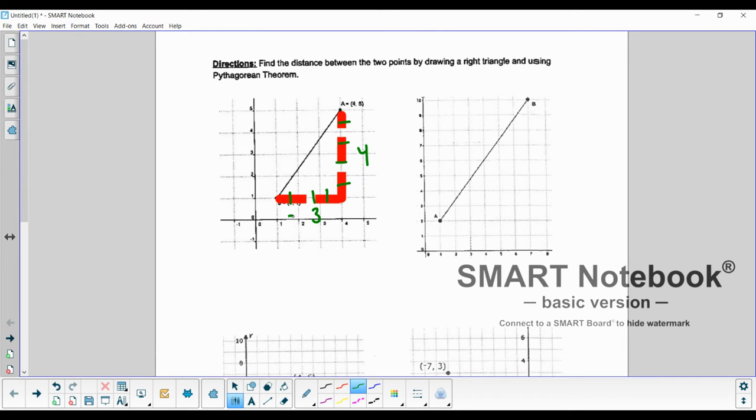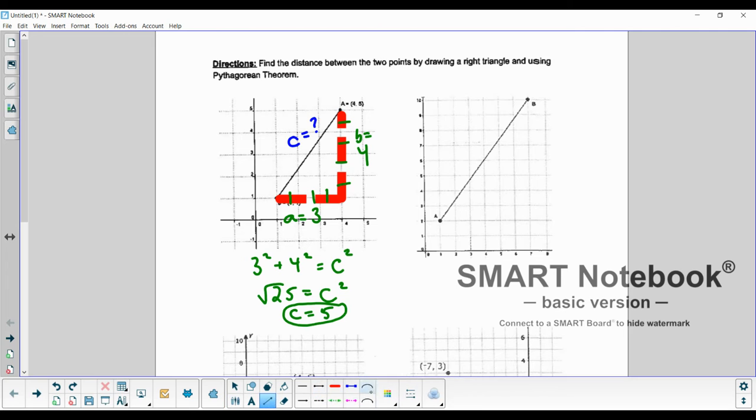And we can realize that these are our two legs. So this is A and this is B. And what we're being asked to find is the distance, which is the hypotenuse, C. So I'm going to do the Pythagorean theorem, A squared plus B squared equals C squared. And we know this is 9 plus 16, which is 25. And then our last step is to take the square root. And so we get that the distance between those 2 points is 5.